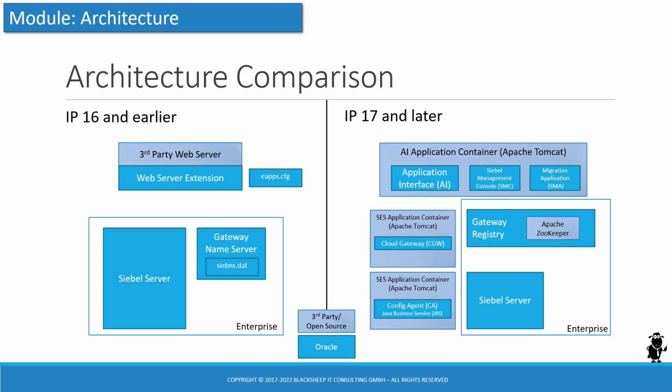And if you look to the right of the diagram, the architecture in IP17 and later is similar but very different, in that the application container implemented by Apache Tomcat plays a very important role. And you see that there are two types of containers, one for the web tier and one accompanying each gateway or Siebel server. And the Apache Zookeeper now replaces the enterprise configuration store, formerly known as siebns.dat. So all this and more we will explore in great detail in the architecture chapter.